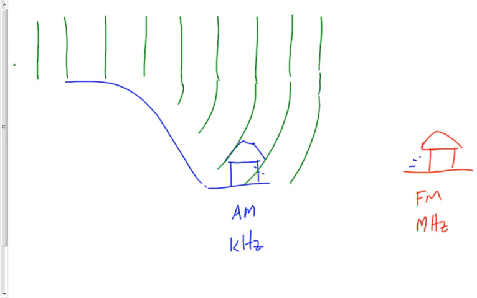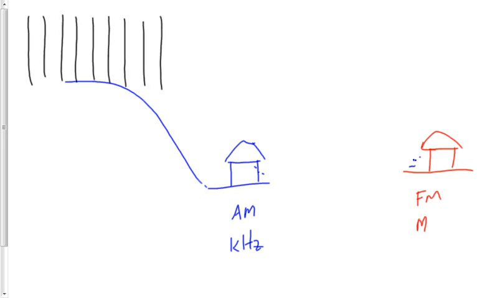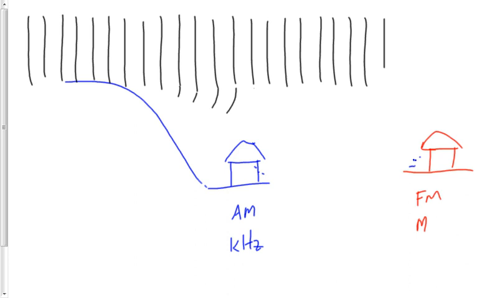But when they switch to FM, watch what happens when they switch to FM radio. Okay, FM is higher frequency. Those waves are closer together than the AM. They come from the top of the hill. They still spread out when they go over the edge of the hill. But FM radio waves, higher frequency radio waves, diffract less. They spread out, they diffract, but they don't diffract as much.